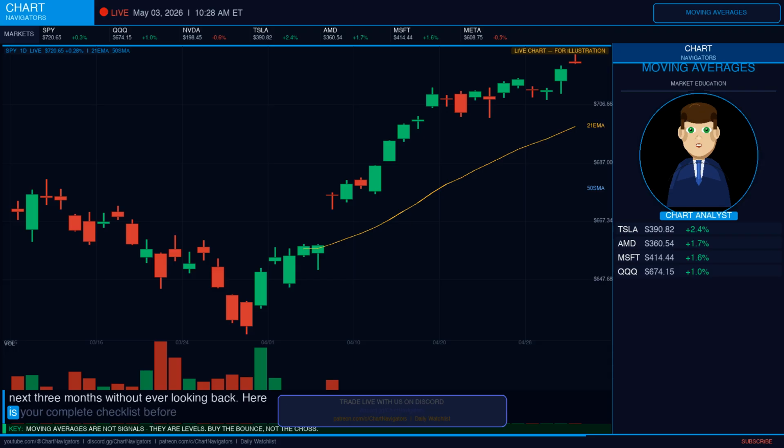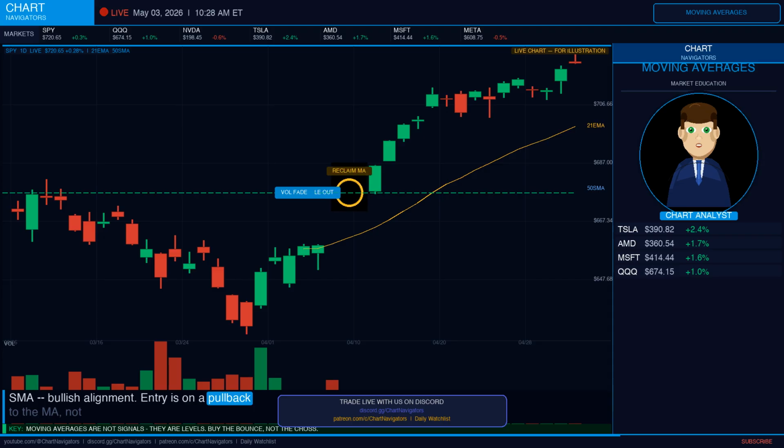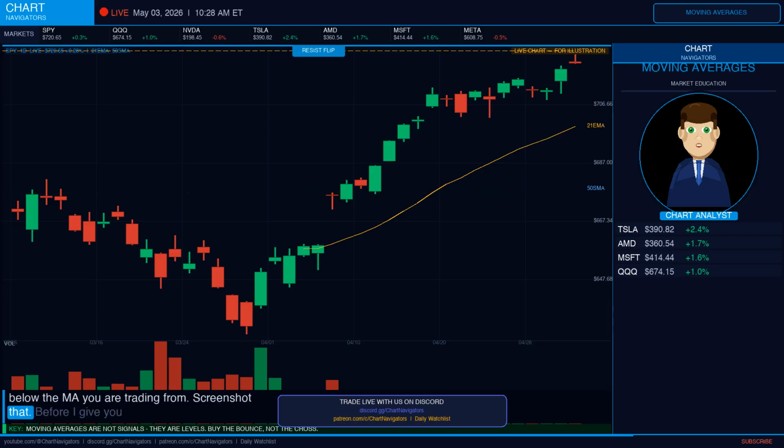Here is your complete checklist before you take any trade using this setup. Price is above the 21 EMA for bullish bias. Price is above the 50 SMA for medium-term uptrend. 21 EMA is above the 50 SMA, bullish alignment. Entry is on a pullback to the MA, not an extension. Stop is below the MA you are trading from. Screenshot that.